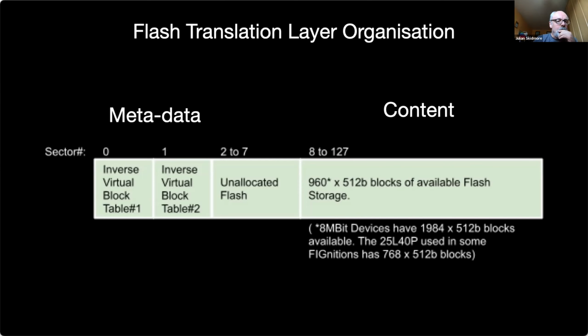Okay, so as we modify Flash, the content area will get filled up. So what happens when we run out of Flash? The answer is we perform some garbage collection.